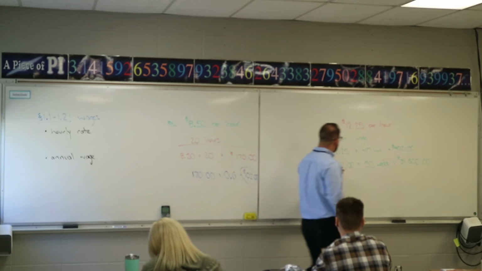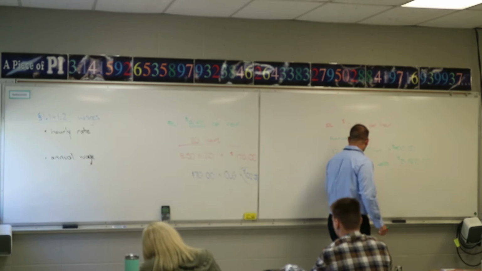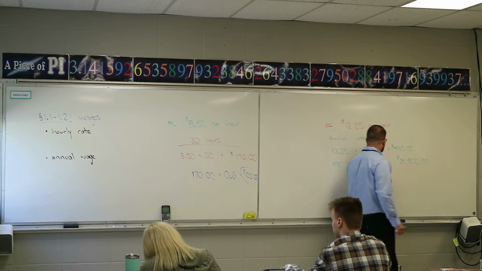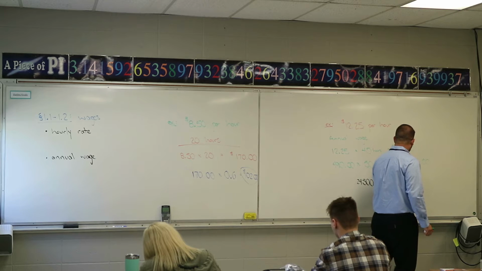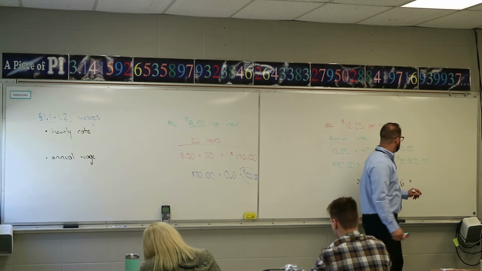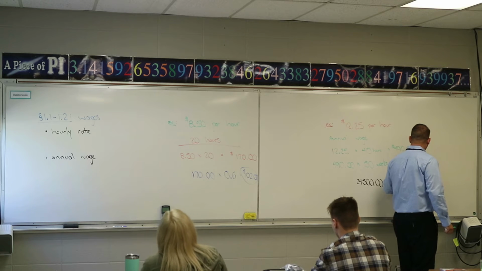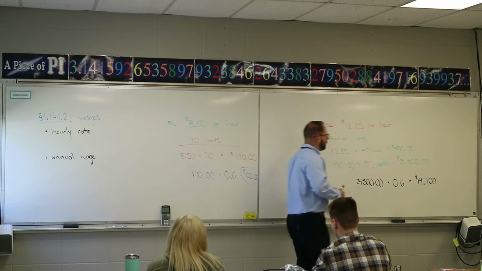So this is the extra part that I would like you to do. Take your $24,500, and we're going to take that times 60% again. And what do we get? 14,700. There you go. That's what I'm actually taking home in cash.